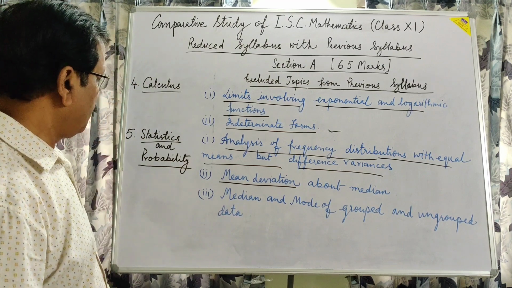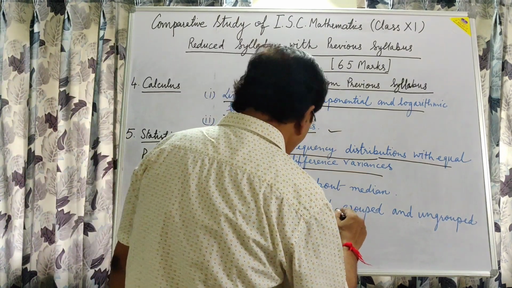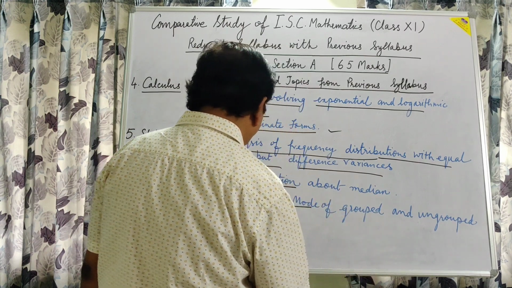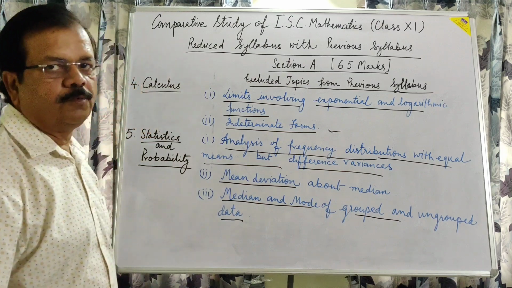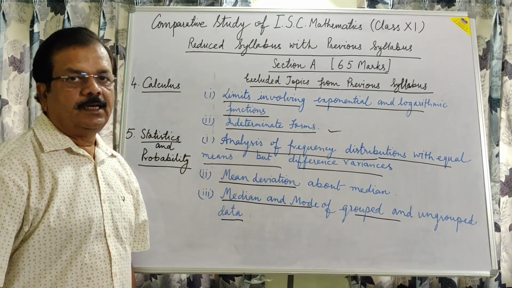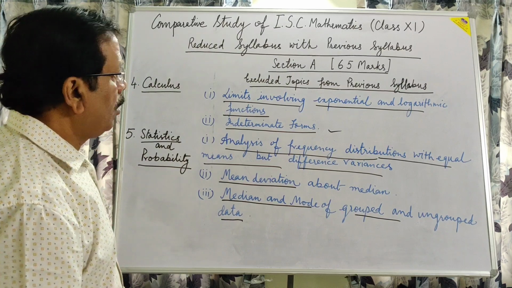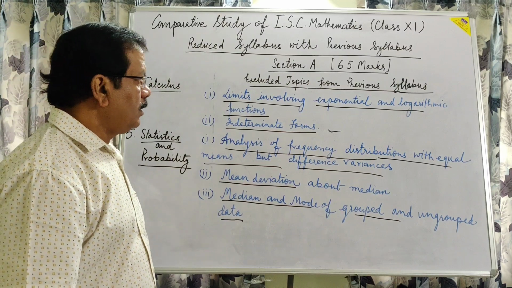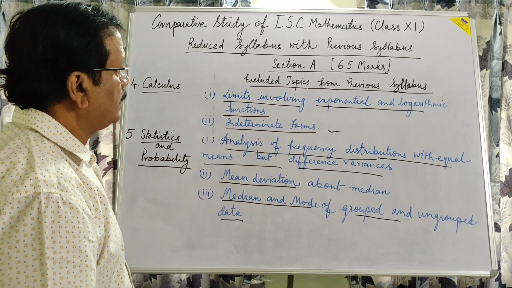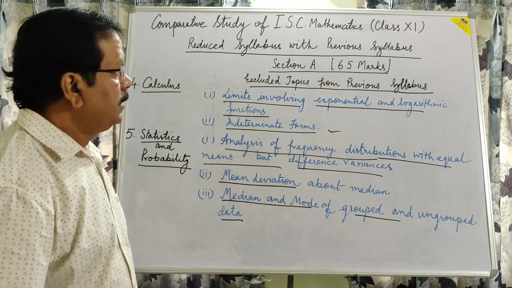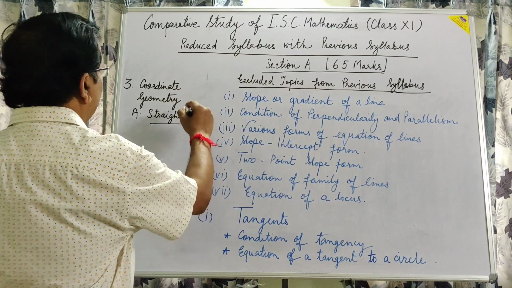Third subtopic, median and mode of grouped and ungrouped data, is excluded from the previous syllabus, but mean of grouped and ungrouped data is still there in the current syllabus. And this is all about Section A. All these 5 units will carry 65 marks. Now we are going to start Section B: coordinate geometry.